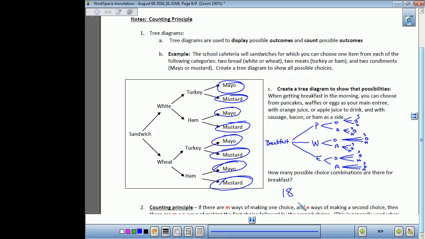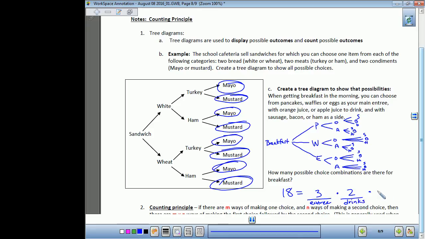But there's got to be a quicker way. Who can tell me what it is? What you got, Jason? You multiply the choices for the different selections. So you have 3 choices for the entree, and then 2 for the drinks, and then 3 for the sides. Bingo! And this is the counting principle.